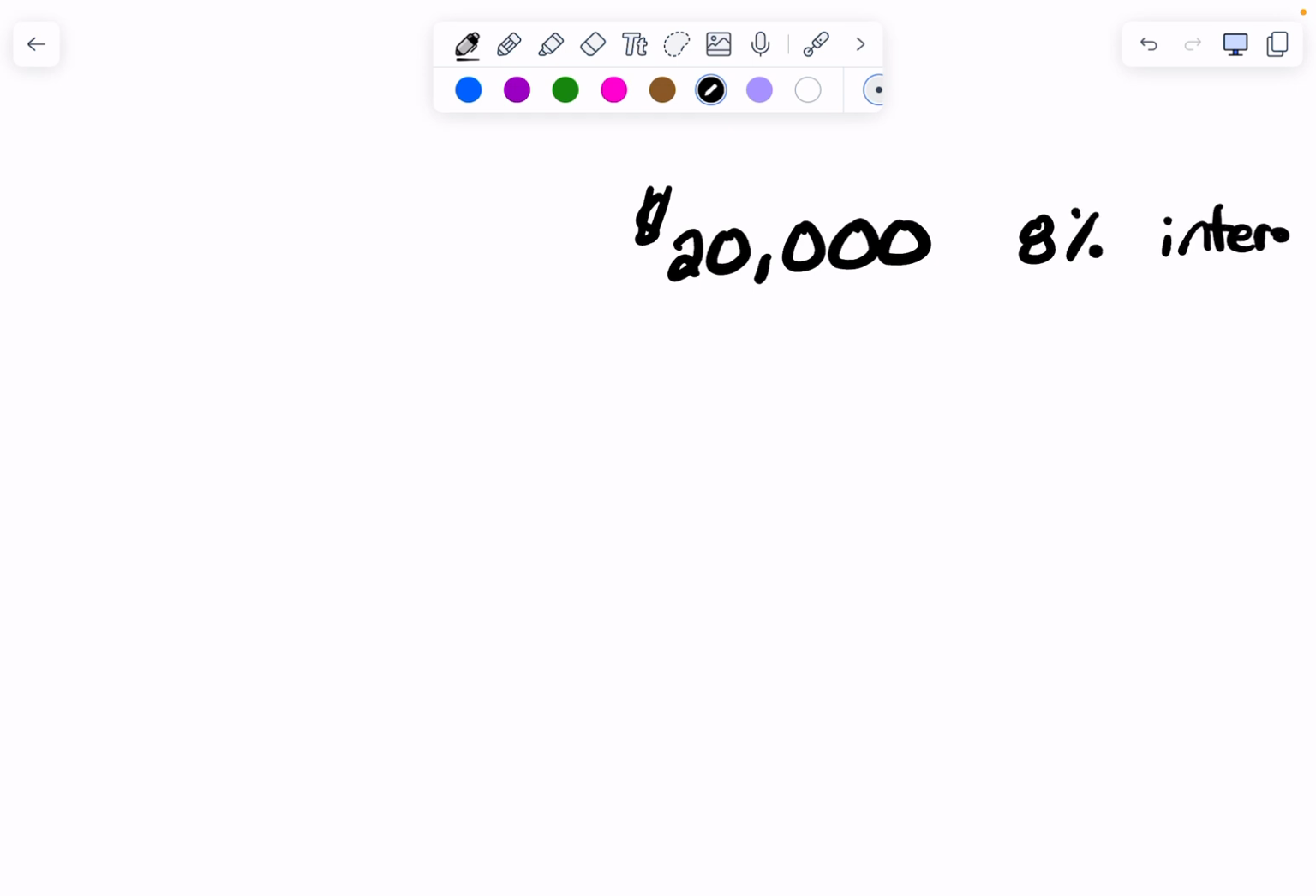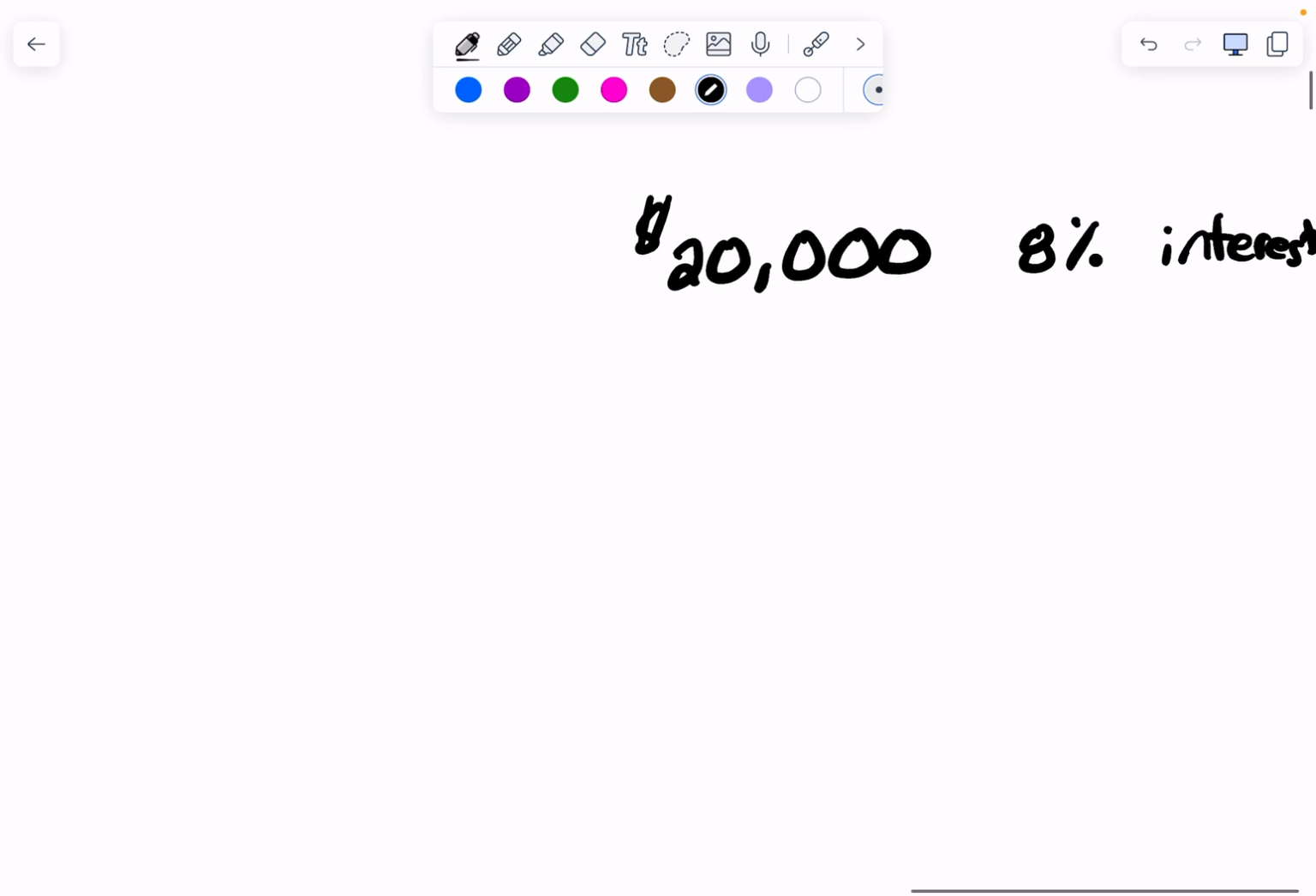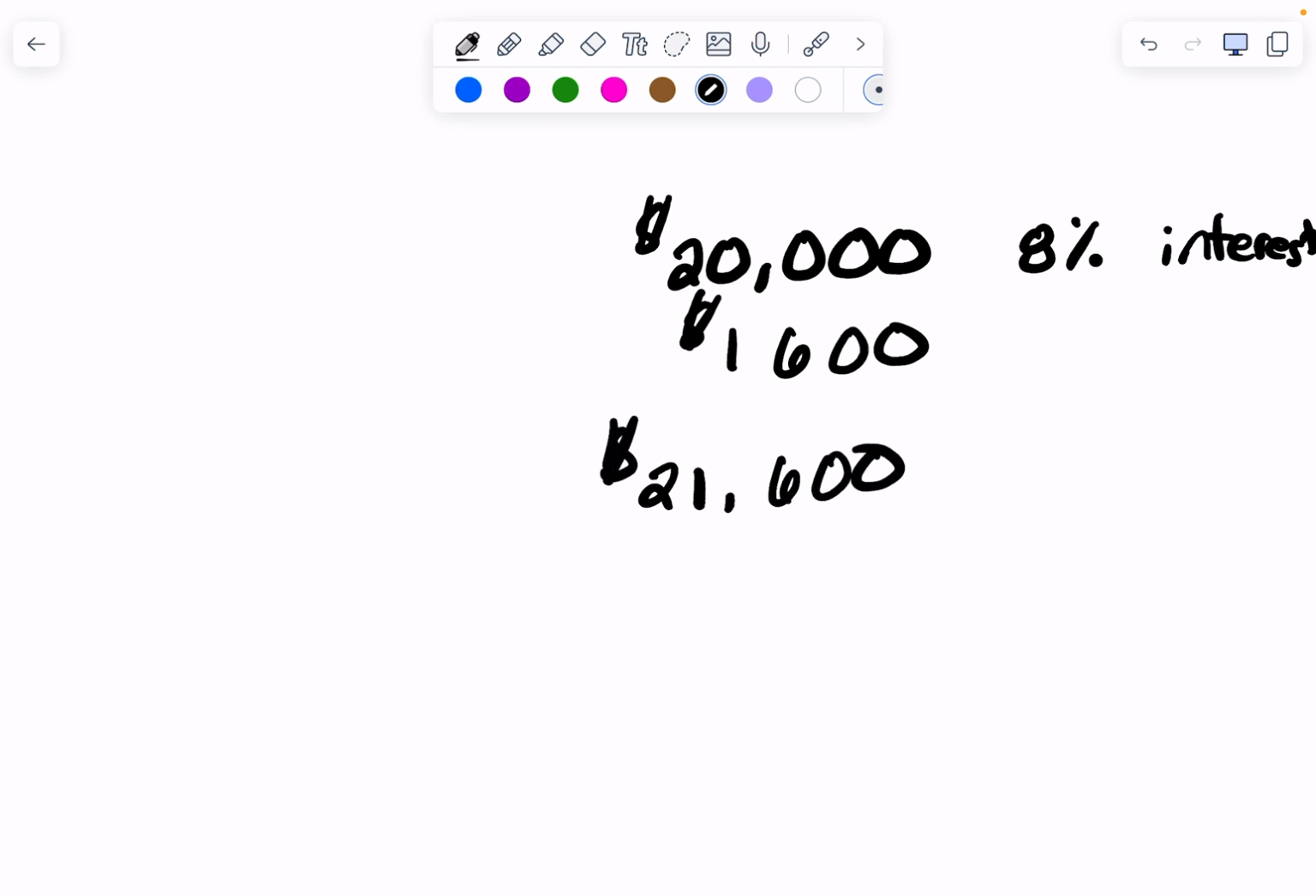Okay. All right. 8% of 20,000 is going to be like $1,600, right? Like 8 times 2 is 1,600, move the decimal. So $1,600 is how much you're going to pay in interest over that year, right? So total, you're going to pay $21,600 at the end of that year.